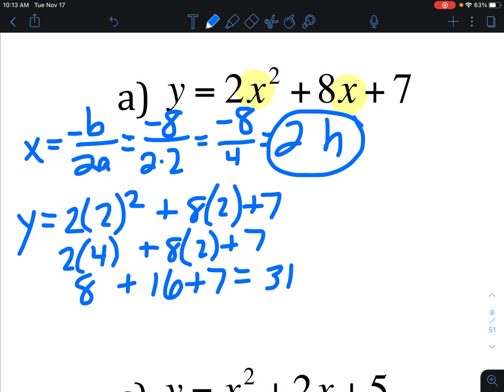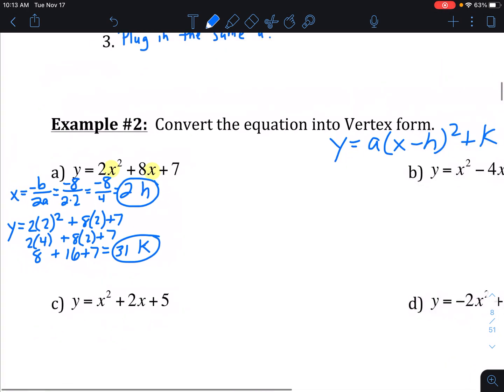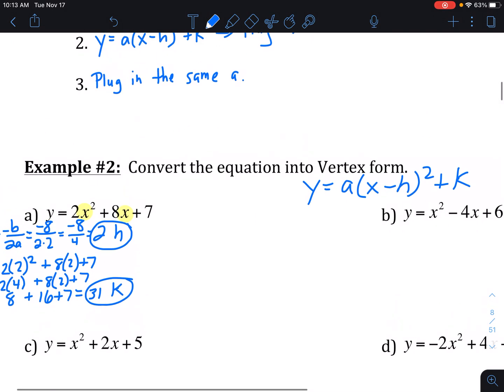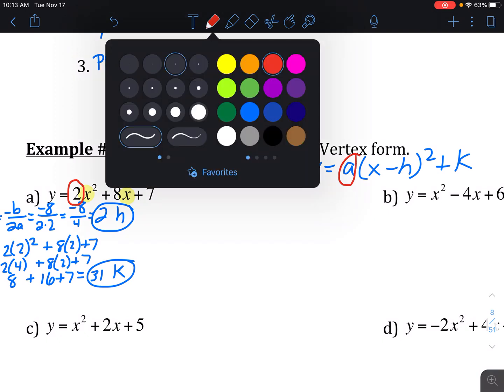So this guy here, just double checking, it seems like a really high number. 4, 8, 16, 24, 30, no, that's right. That y coordinate of my vertex, that's going to be my k in my formula. So now I can go into my formula and start writing it in. Now the a I use here will be the a I use here. So it's just using it again.